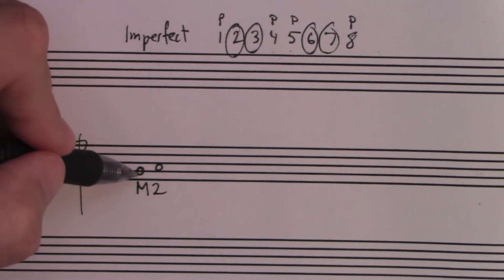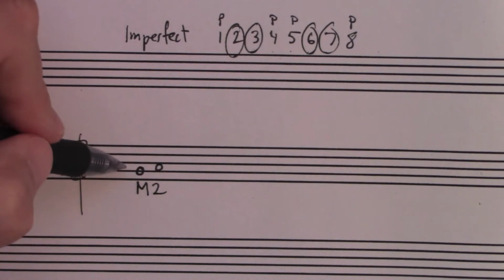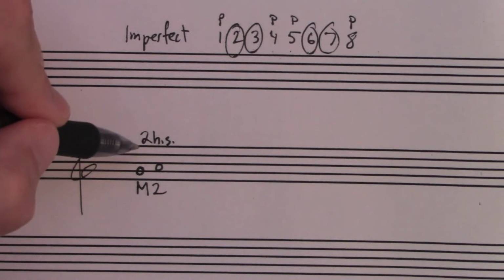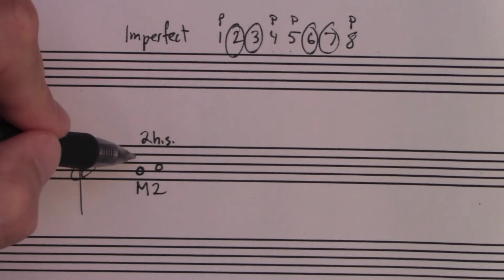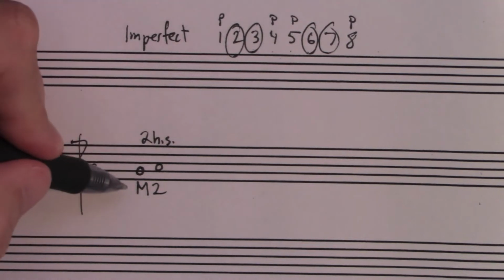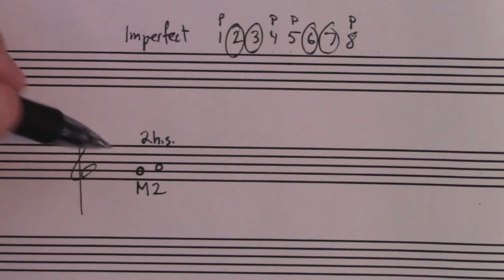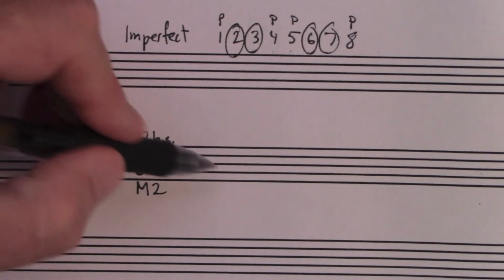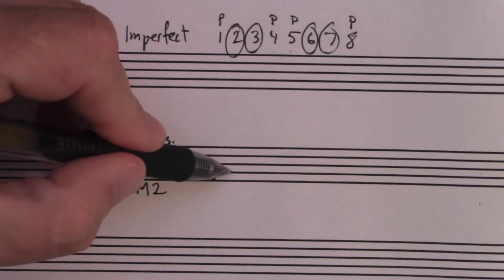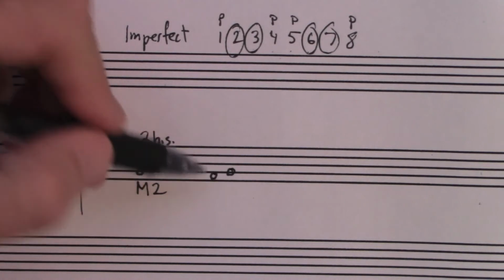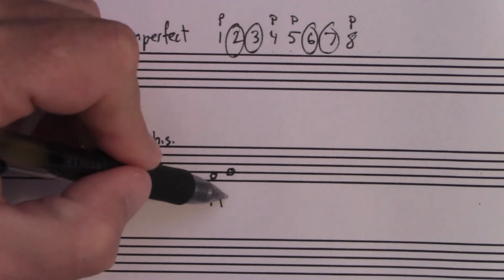Why? Well, how many half steps from G to A? 2 half steps. Wait, I remember this from a long time ago. Yes, 2 half steps is a whole step. A major second is another name for a whole step. That's really it. Okay? So from F to G, F sharp to G, is 2 half steps. This is a major second.